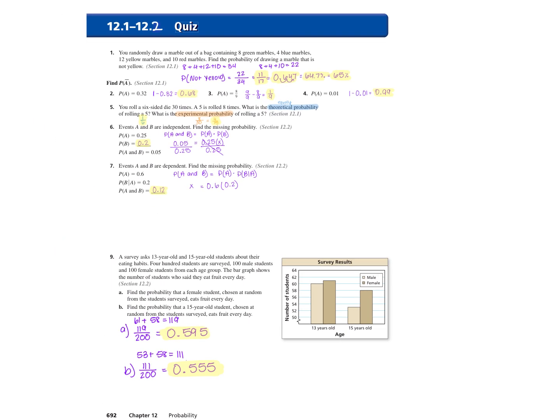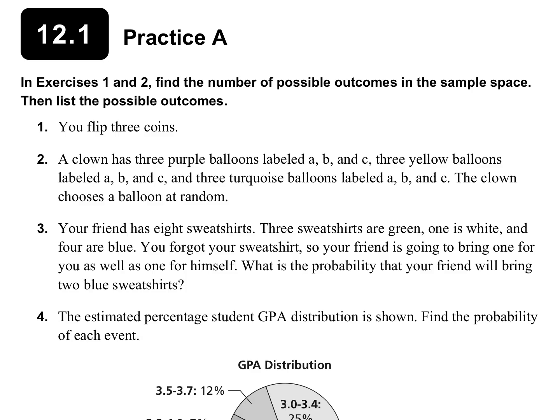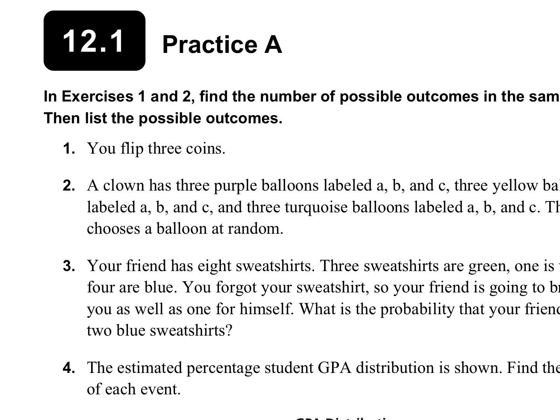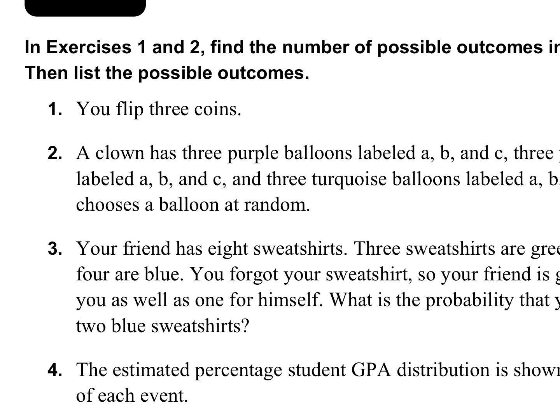Any questions on the first page of the review? Okay. Looking at the next page, 12.1a, it says in exercises 1 and 2, find the number of possible outcomes in this sample space, then list the possible outcomes. Please make sure you know how to list them.